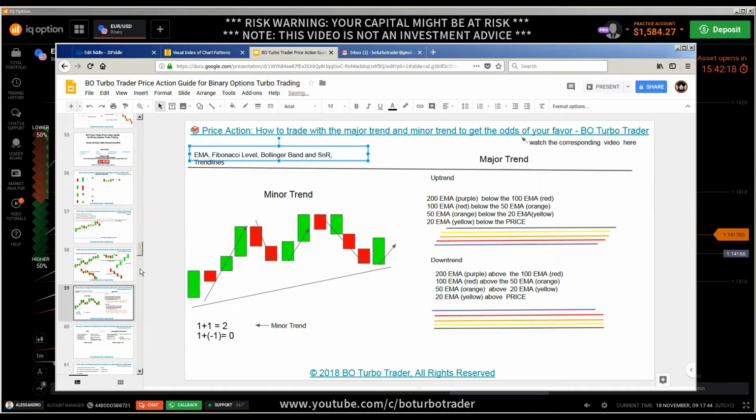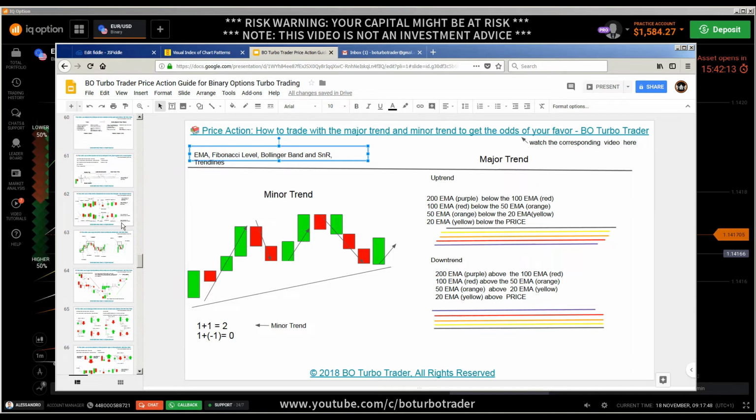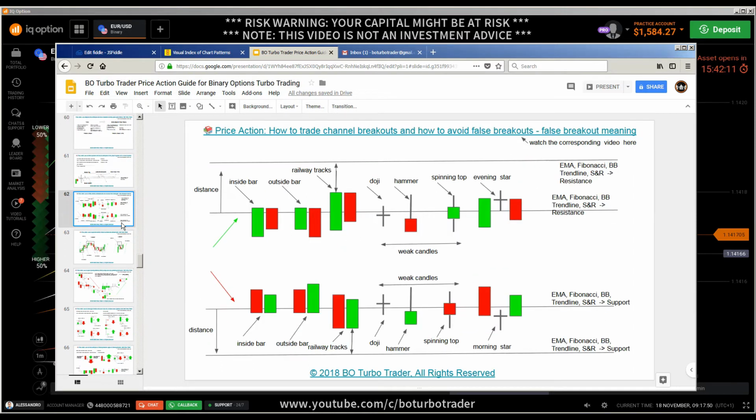From this, we are jumping immediately to the fake breakout stuff, which is this one here. You should know that fake breakouts could look like this one, and there are some others which I was not able to draw here, because there are so many different formations of fake breakouts, but these are the most common ones.